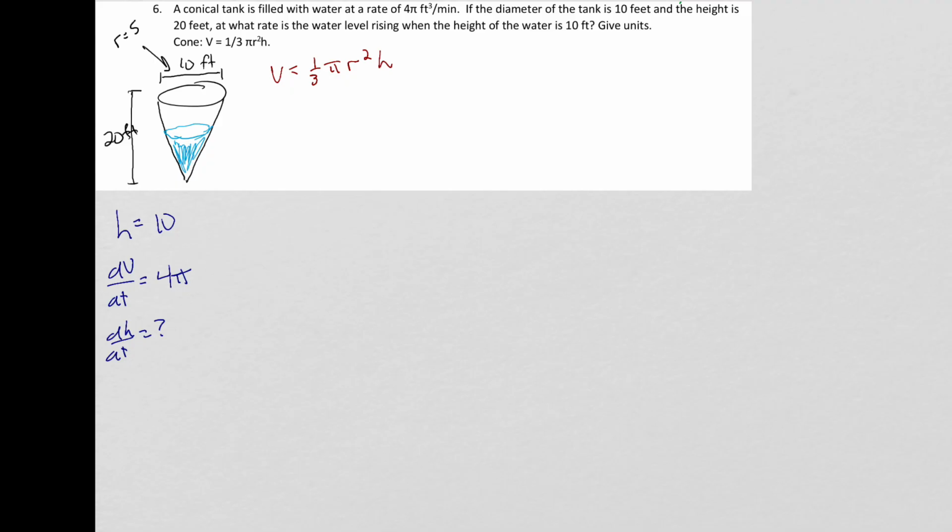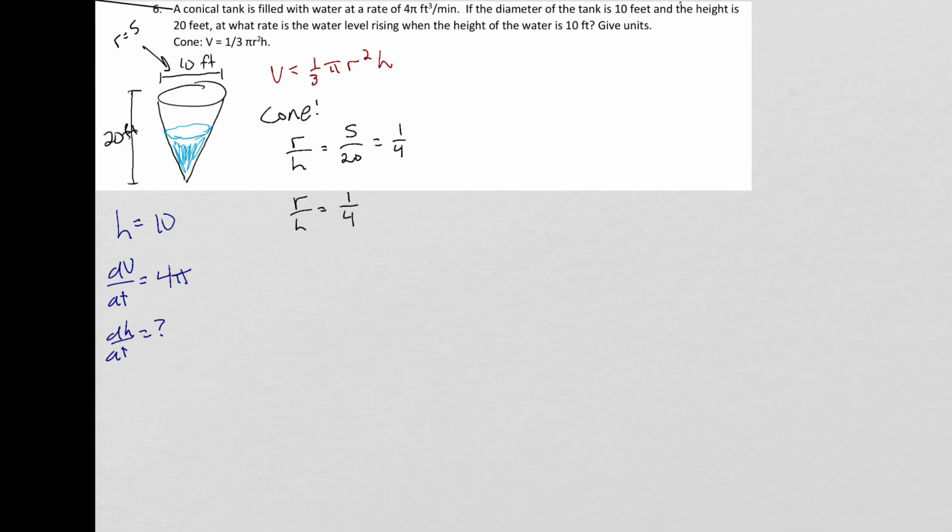All right, so given that, I'm going to get rid of the r. Notice for the tank, what I want to do is the radius divided by the height. What is the radius of the cone? It's 5. What's the height of the tank? It's 20. So what I can do is write r over h equals 5 over 20. Notice that simplifies down to 1/4. From there, I get r over h is equal to 1/4.